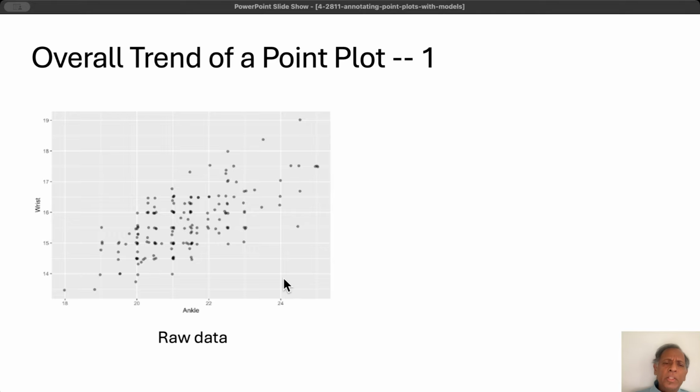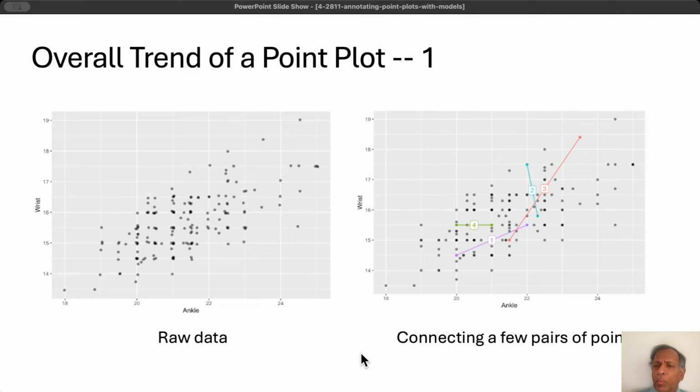Now, broadly speaking, one may say that the overall trend seems to be that this cloud of points is sloping up and to the right. So it's going like that, up and to the right. In this case, it's somewhat obvious. In some other cases, it may not be very obvious. So what can we do to really be sure about the trend?